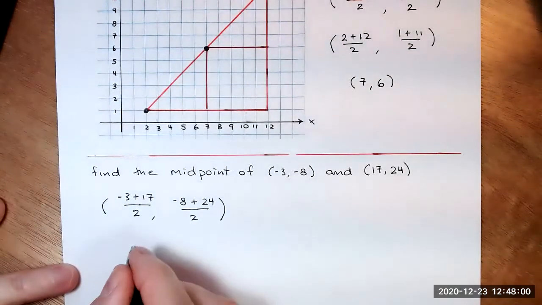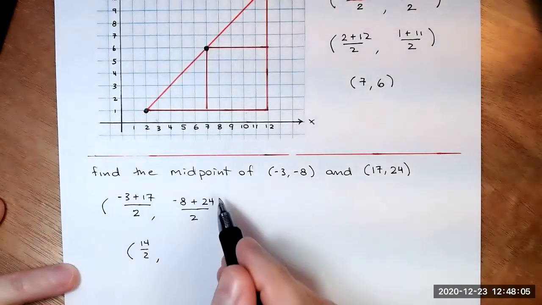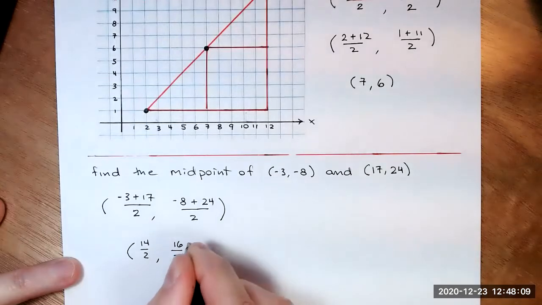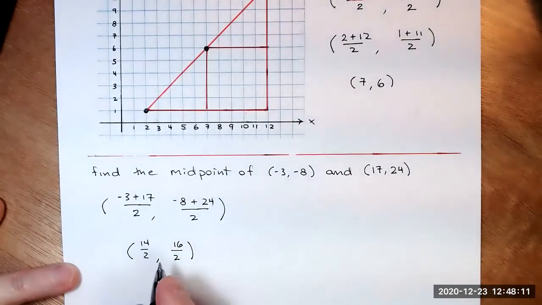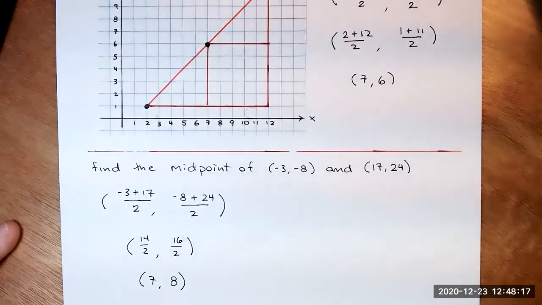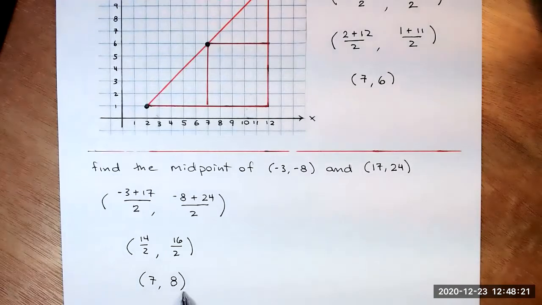-3 plus 17 is 14. -8 and 24 is 16. So the midpoint is 7, 8. And a fun thing to do on a Friday night would be plot the 2 points, and you can verify it visually like we did here.